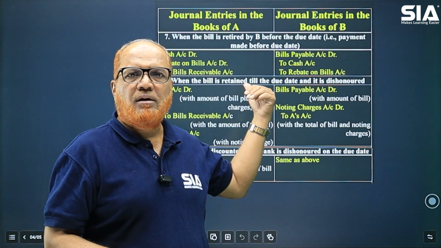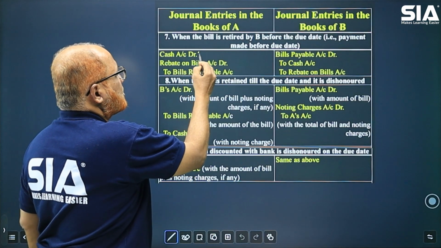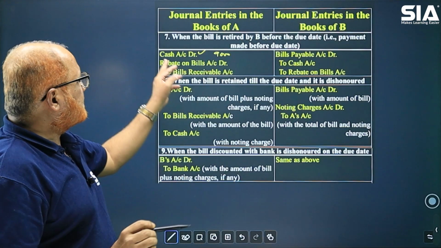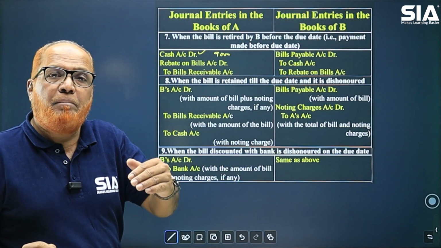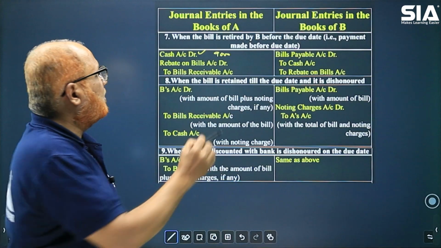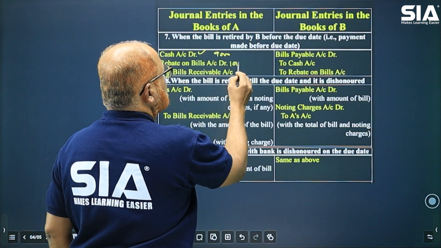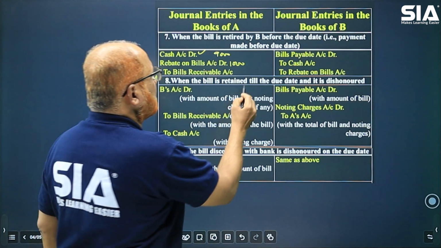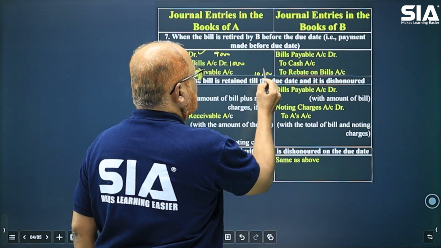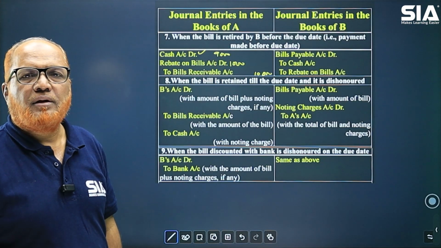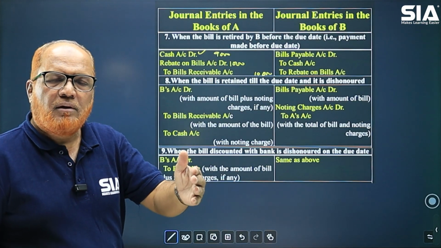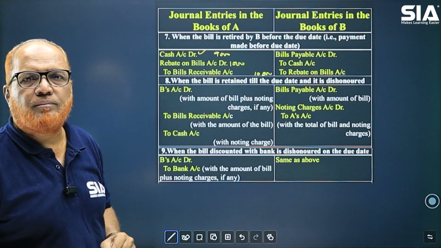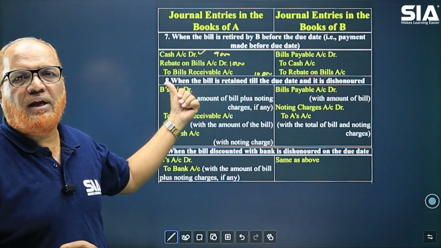So in the books of A, cash account debit, how much cash will he take? 9,000. Out of 10,000, he is getting cash 9,000. How much rebate is he allowing? 1,000. Rebate on bills account debit 1,000. And bills receivable, the face value of the bill is 10,000, is credited. So what do you observe here? The bills receivable 10,000 is going, but cash we are getting is only 9,000, and rebate on bills loss is 1,000. This is the entry in the books of A.